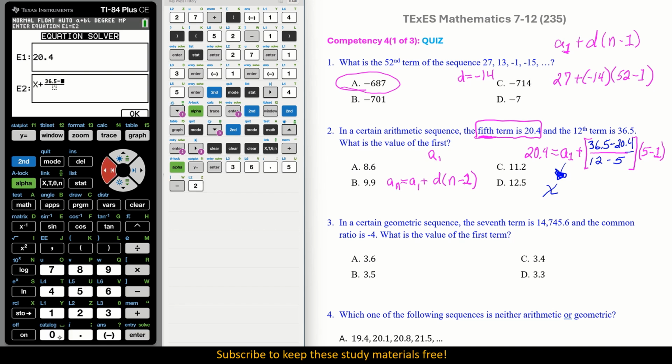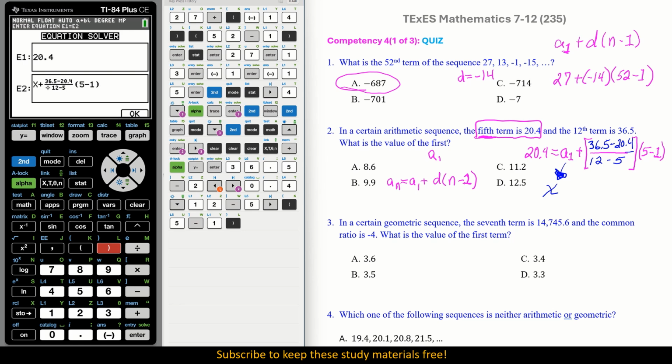36.5 minus 20.4. Uh-oh. Go back over. Something happened. I pushed something. 20.4. Now go down. 12 minus 5. All right, good. Arrow over, parentheses. I'm just going to type in what I have. 5 minus 1, close my parentheses. Okay. Double check your values because I've made mistakes here. When you start getting tired, you make mistakes.